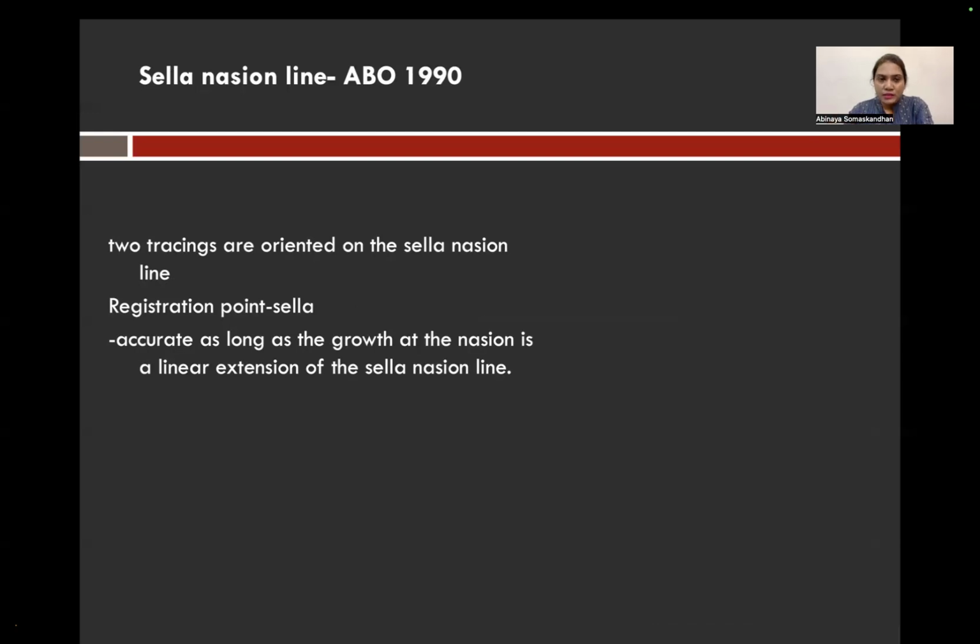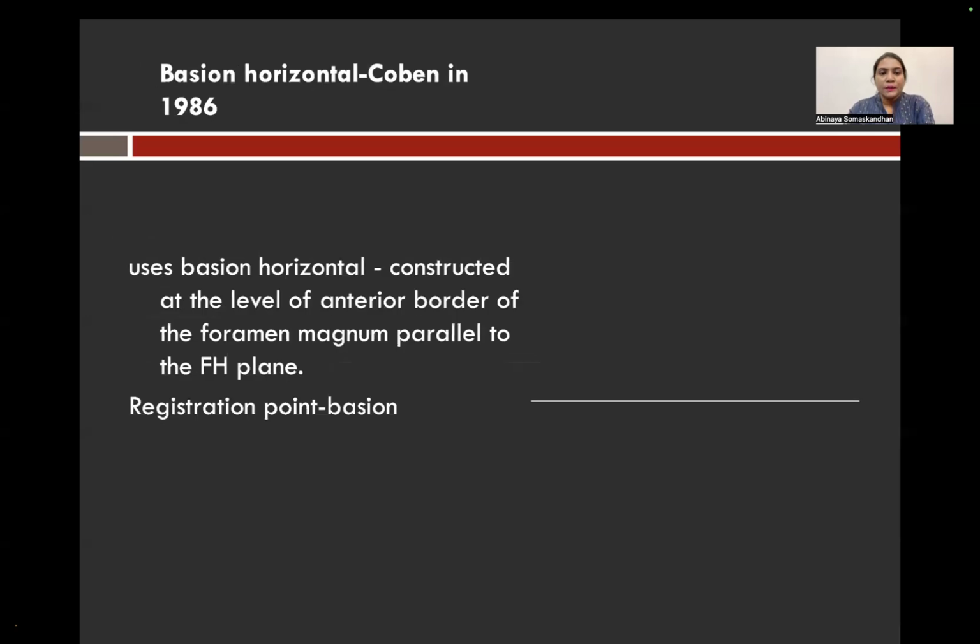Next is the Sella-Nasion line by ABO 1990. So two cephalograms are oriented on the Sella-Nasion line. The registration point is the Sella, and it is accurate as long as the growth at the nasion is a linear extension of the Sella-Nasion line. That is, the angle should not change. As long as there's only an increase in length of the nasion and Sella, this can be used as a reference plane.